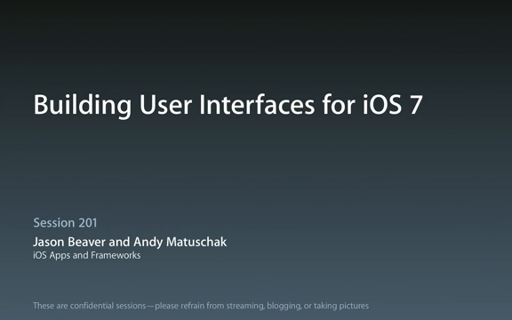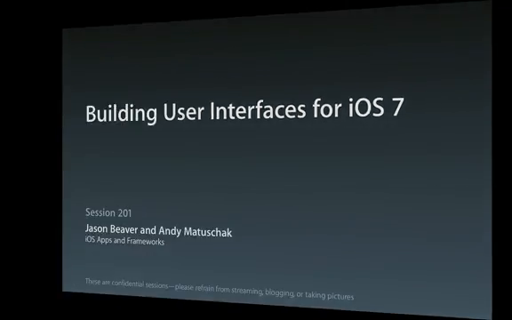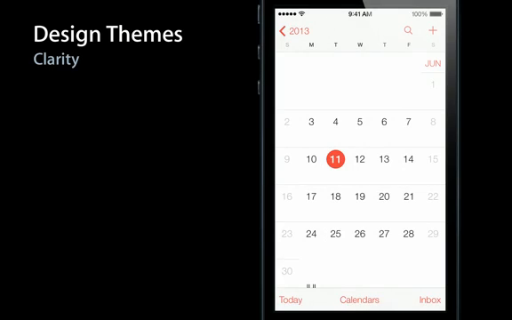But before we do, I want to take a moment to talk about the design themes that were mentioned yesterday, because the changes we've made in UIKit were really driven by these design themes. The first of these is clarity. Applications in iOS 7 should be clear and easy to use, should strip away the irrelevant and unimportant information and focus on what's really important to the user. And the design of the application should make it clear how a user uses it.